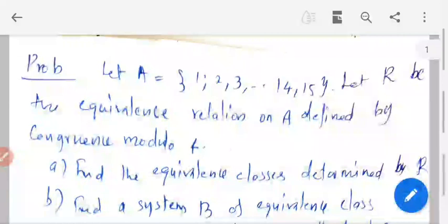So welcome. We have defined up to partial orderings: relations, equivalence relations, then partial order relations. Let us do some problems.